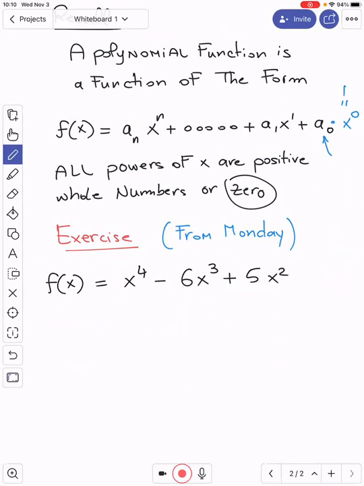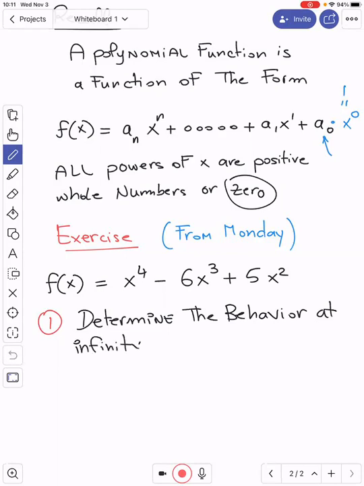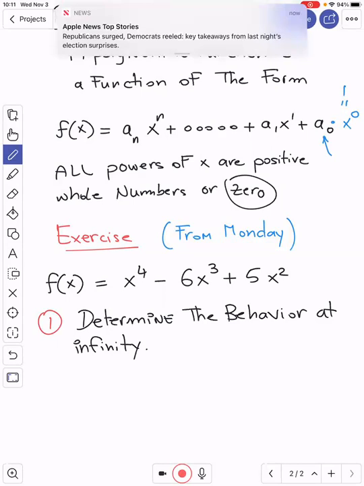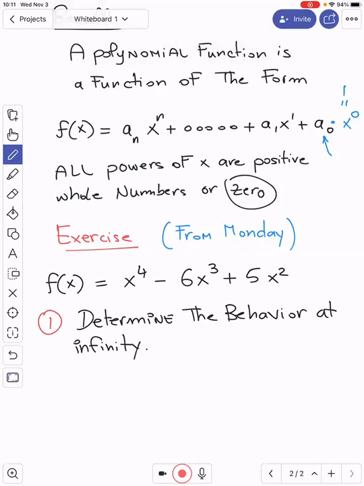Right. So first, we had to determine the behavior at infinity. What you're supposed to do, guys, first, is find the degree and the sign of the leading coefficient. Just to remind you, the degree will be the highest power of x.